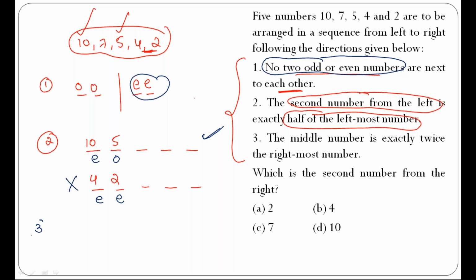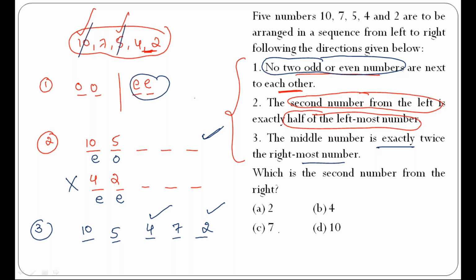Now what is the third condition? Already 10 and 5 are fixed, so 10 and 5 you can eliminate. Now we have 7, 5, 4, 2. What is the third condition? Middle number is twice the rightmost number. That's possible with 4 and 2. Middle number is twice the rightmost number. Right now, this number must be 7.